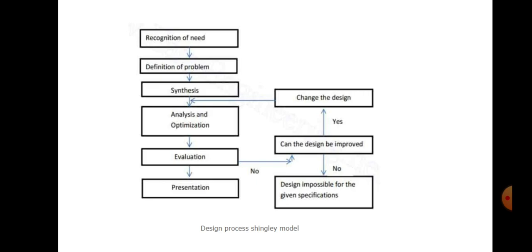So this is the simple figure of the design process of the Shigley model. First, need, then definition of the problem. After the synthesis, we go for analysis and optimization and evaluation. In this evaluation process, if the design fails, we go for design improvement, meaning design changes, and again go for analysis and optimization. Suppose after the evaluation the design cannot be improved, then the design is impossible and we decline the design. After the evaluation process we go for the presentation. This is the simple diagram of the Shigley design process.